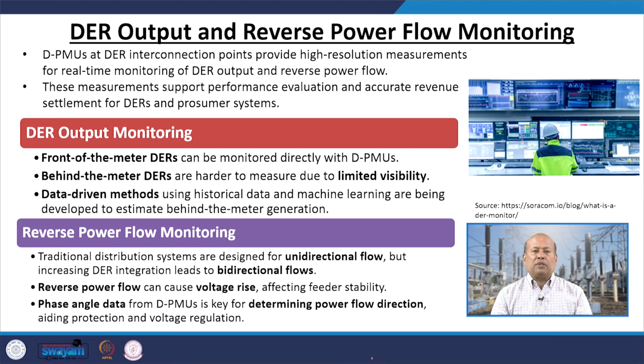Traditional distribution systems are designed for unidirectional flow, but increasing DR integration leads to bidirectional flows. Reverse power flow can cause voltage rise, affecting feeder stability. Phase angle data from D-PMUs is key for determining power flow directions, adding protection and voltage regulation.